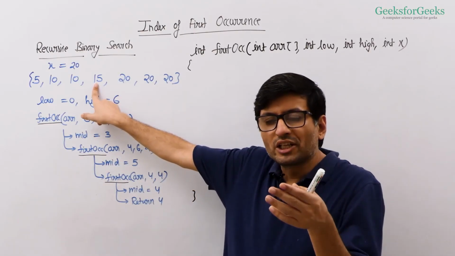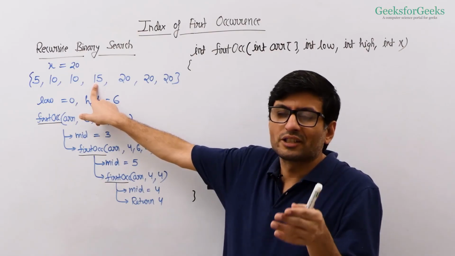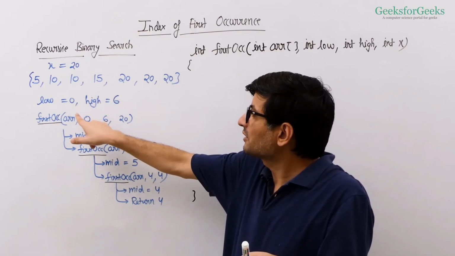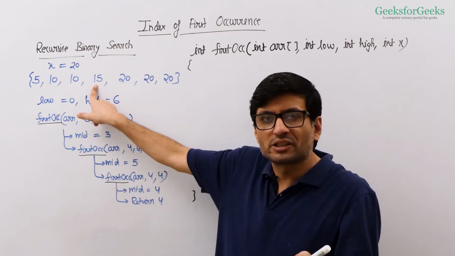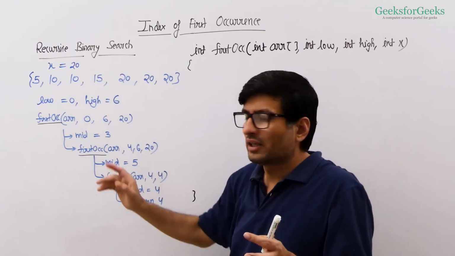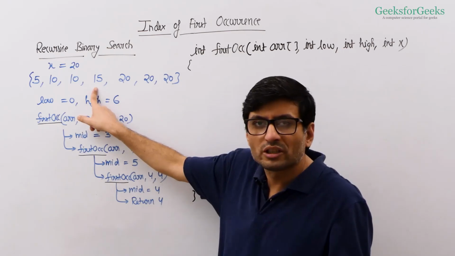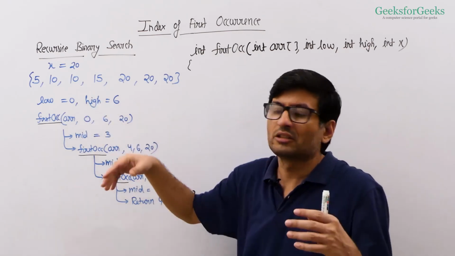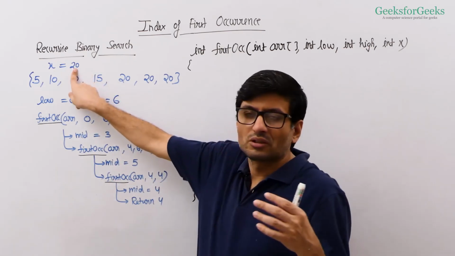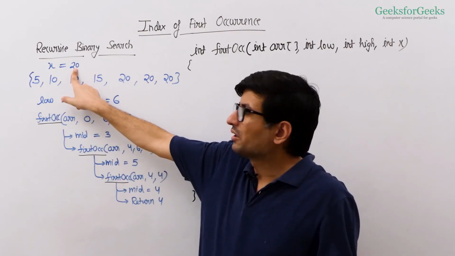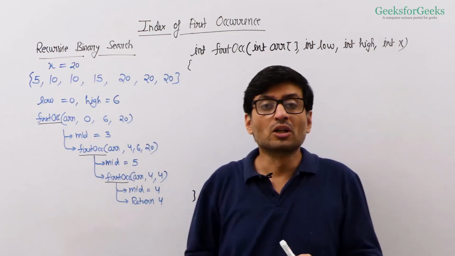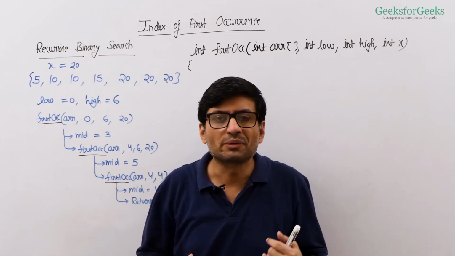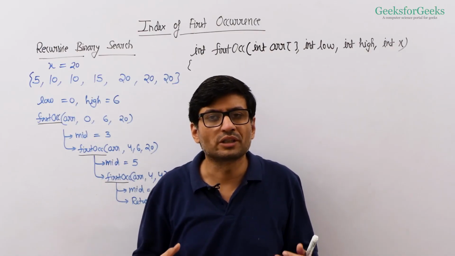And if the element to be searched is greater than the middle element, like in this case, we are searching for 20 and it's greater than 15, so what we do, like binary search, is go to the right half. And if the element to be searched is smaller than 15, say the searched element was 2 instead of 20, then we would have gone to the left half, like we do in binary search. The only difference here is when the element is the same. What do we do in that case?